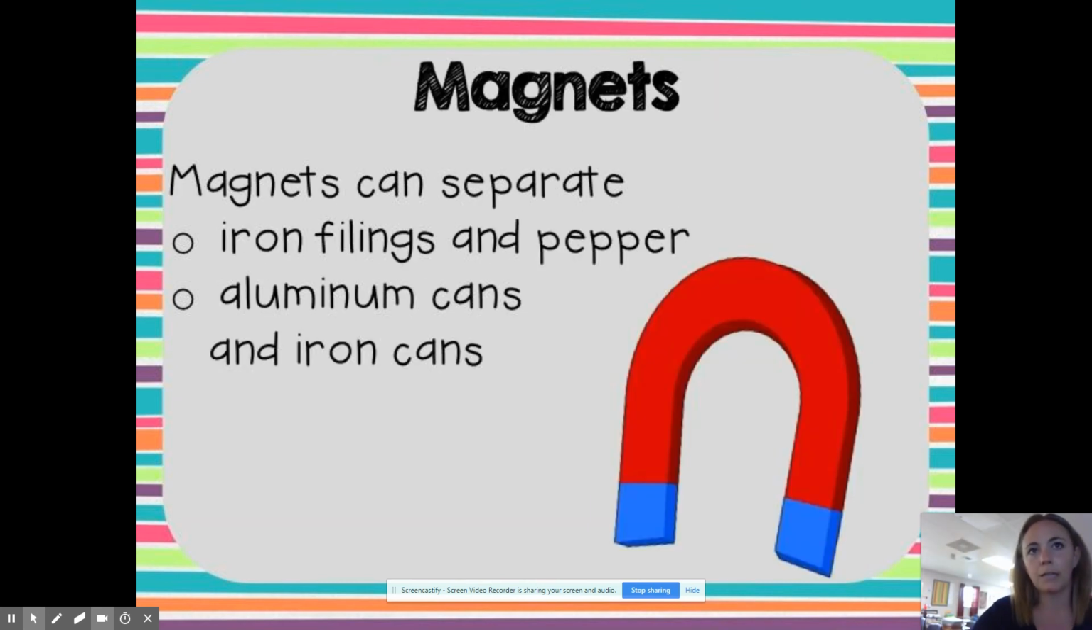All right, the next one is magnets. Magnets can separate iron filings and pepper, and aluminum cans and iron cans, because aluminum cans are not attracted to magnets, so it's going to just pick up the iron cans. So you're going to write both statements: iron filings and pepper, and aluminum cans and iron cans.